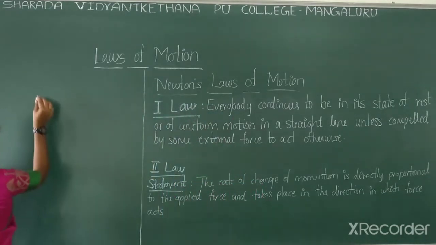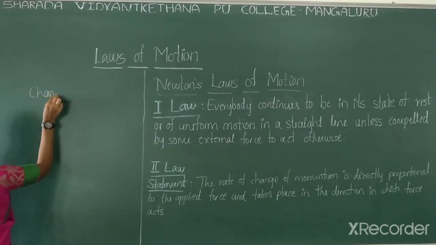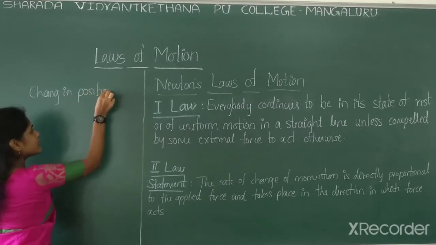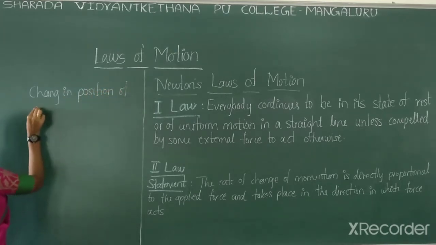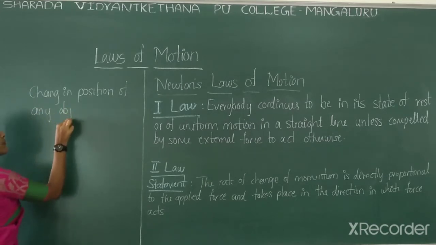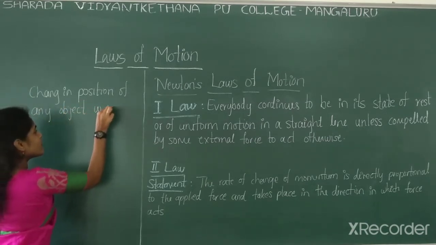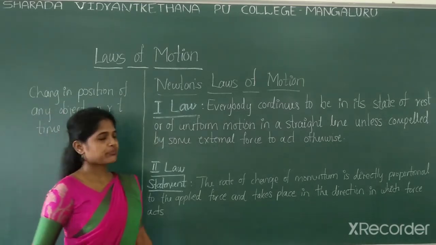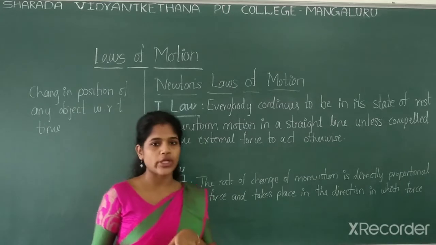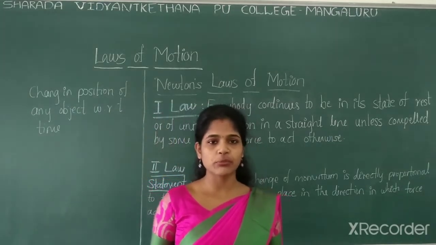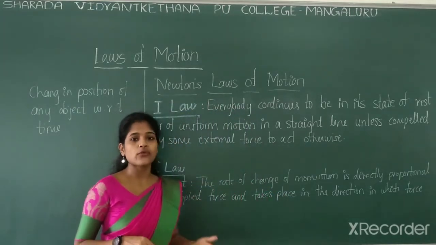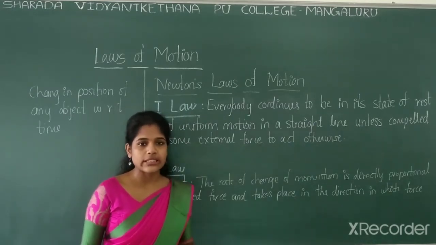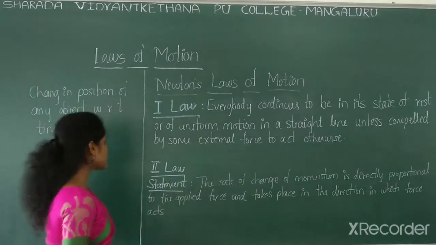So motion is nothing but change in position of any object with respect to time. Okay, so this is called as motion. So in motion we know that there are two types. Okay, uniform motion and non-uniform motion. Okay, what is the meaning of uniform motion? So in uniform motion, an object covers equal distance in equal intervals of time. That is uniform motion.